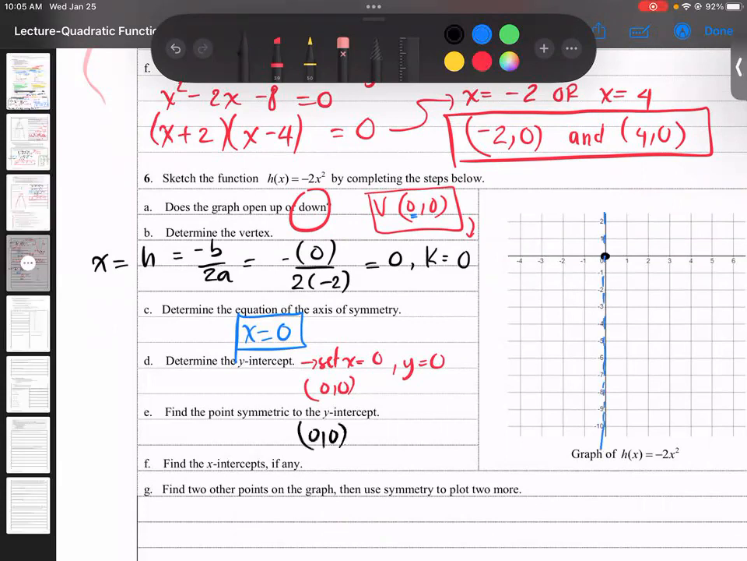What is my x-intercept? It's just the same point, 0, 0. The origin is both. Or you can plug it in: set y to 0 and divide both sides by -2. 0 divided by -2, so x equals 0.